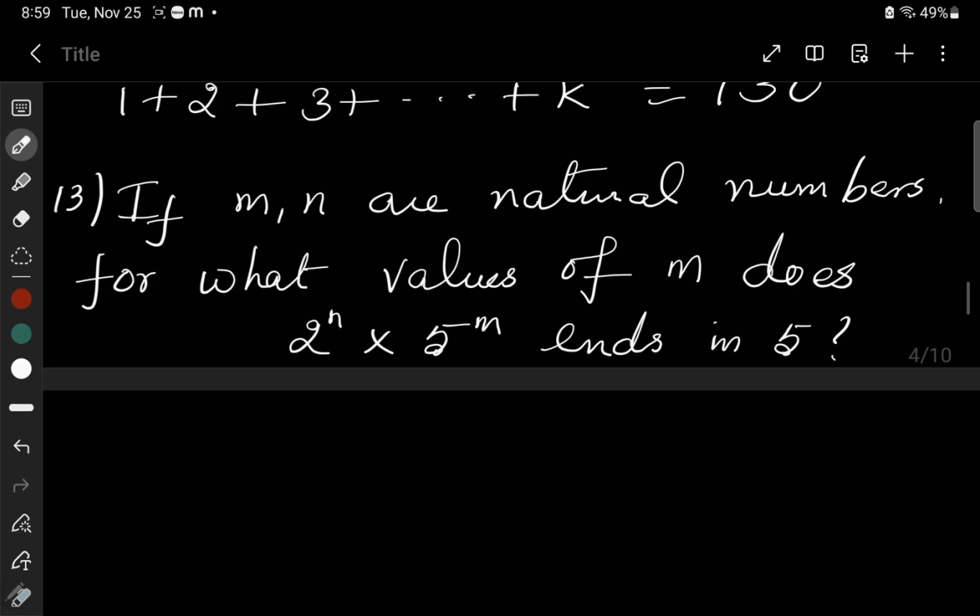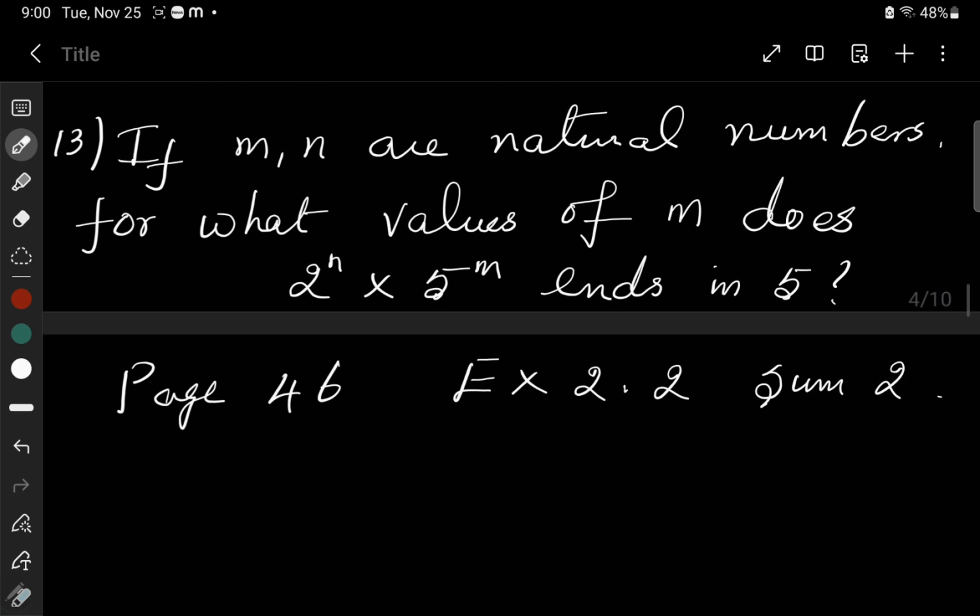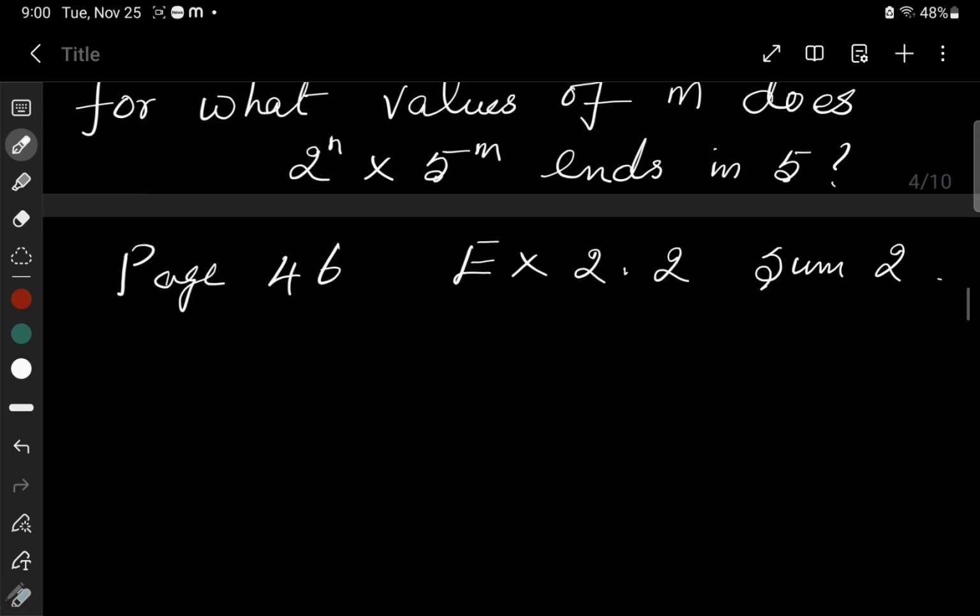See the 13th sum. If m and n are natural numbers, for what values of m does 2 power n into 5 power m end in 5? So this sum is in page 46, exercise number 2.2, and the sum number is 2. So this is an exercise sum. You can go through it in the video.